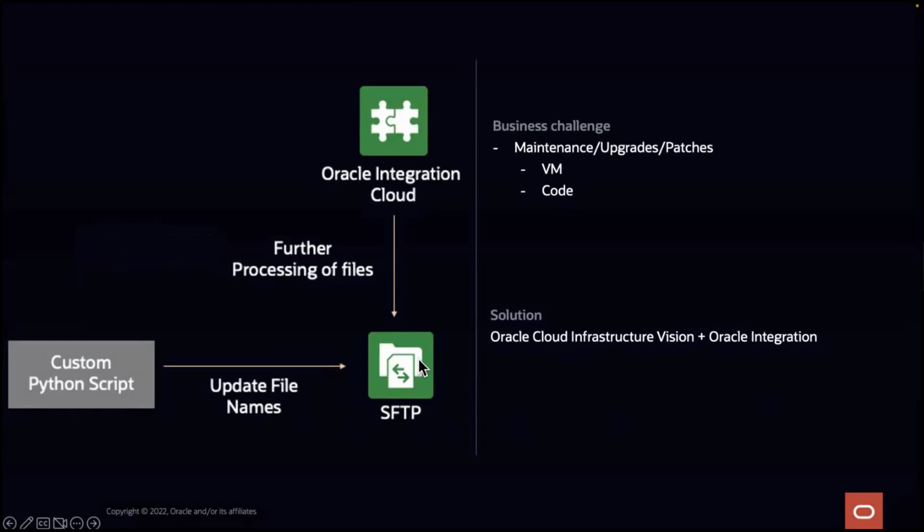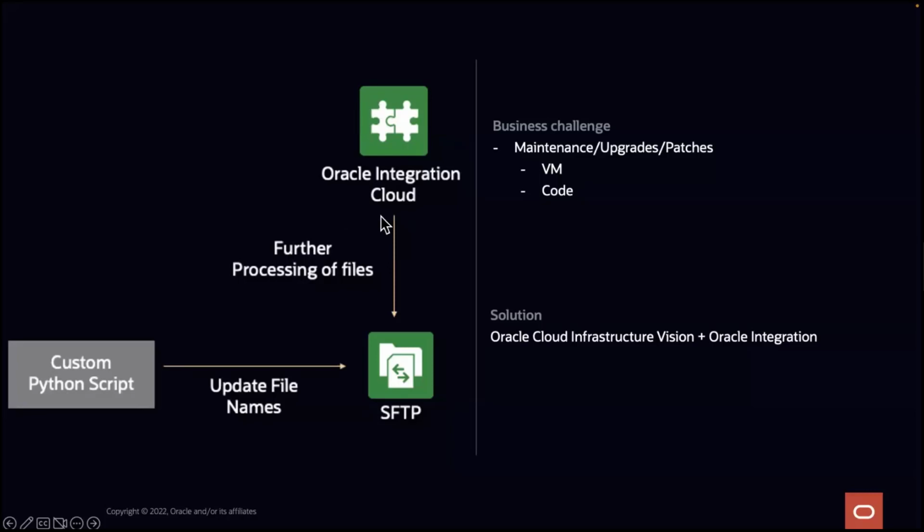Without the Vision service, before the solution that we provided, they had Oracle Integration Cloud and an SFTP server, and they wrote some Python scripts which would take those files, do the OCR on them, and give you the invoice number. But the business challenge here is that you would have to maintain the code, you would have to maintain the VM, and there's no central maintenance of the solution.